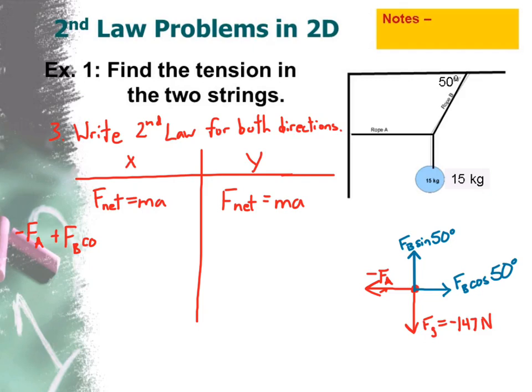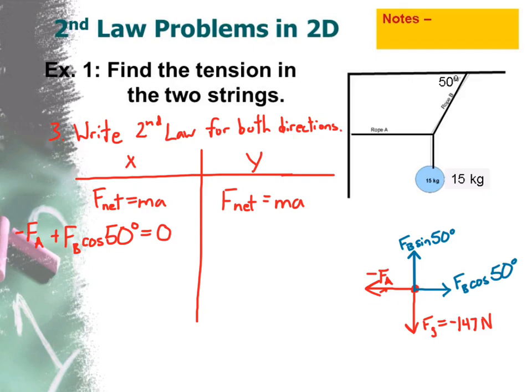The sum of these two forces has to equal mass times my acceleration in my x direction. Well, is this ball changing velocity in the x direction? No, it's not. So my acceleration has to be 0. Which means mass times acceleration is 0.